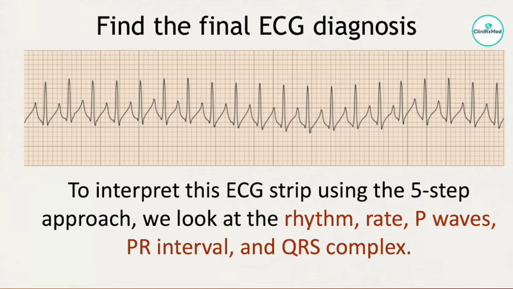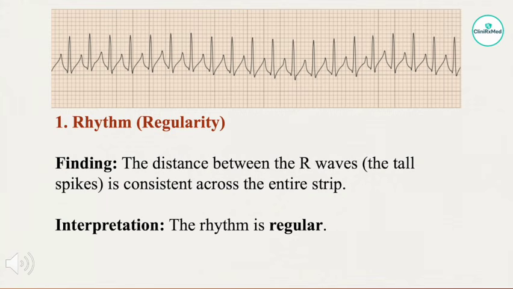To interpret this ECG correctly, we will follow the 5 essential steps: rhythm, rate, P waves, PR interval, QRS complex. First, we assess the rhythm. Look at the distance between the R waves, which are the tall spikes on the ECG. Here, the RR intervals are equal throughout the strip, meaning the rhythm is consistent. This tells us the rhythm is regular, not irregular or chaotic.